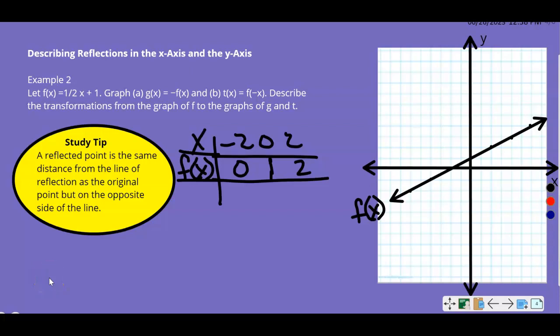All right, we're going to continue with transformations of linear functions. We're going to jump right in. So if you want to see part A, just watch the previous video. We're going to jump right into part B.